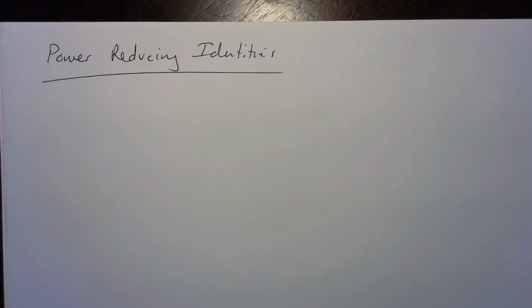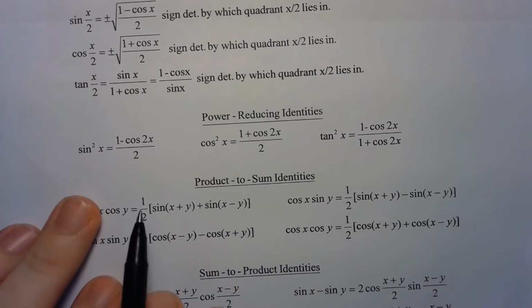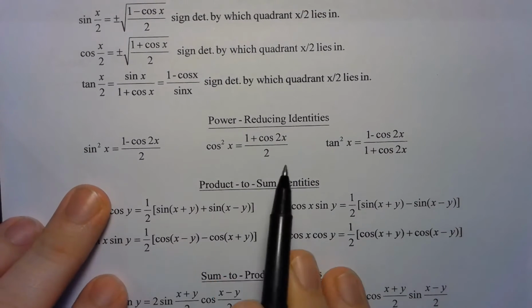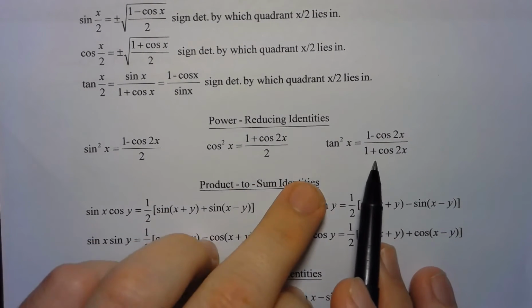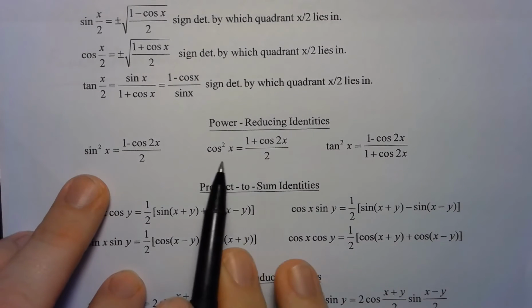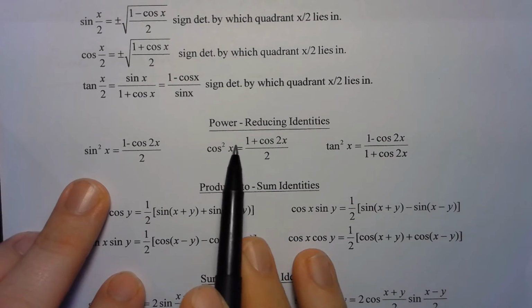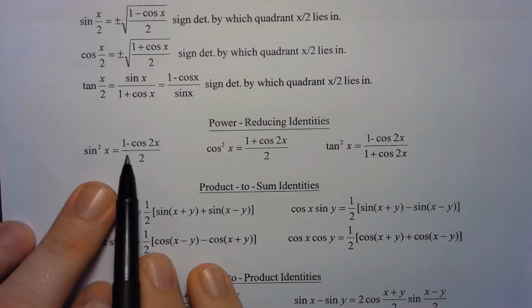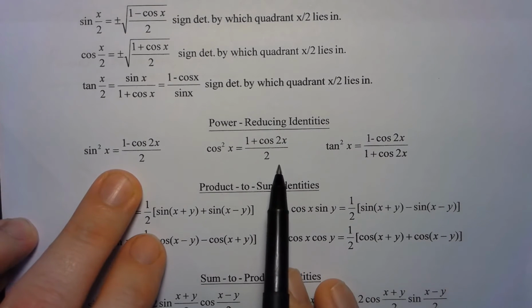In this video, we'll be covering power-reducing identities. Now, it's important to note that the power-reducing identities are these three identities right here. Sine squared of x equals 1 minus cosine of 2x, all divided by 2, cosine squared x, and tangent squared x. The easiest way to remember these is you'll notice that the cosine squared x has a positive in its formula, while the sine squared x has a negative. But they're more or less the same formula.